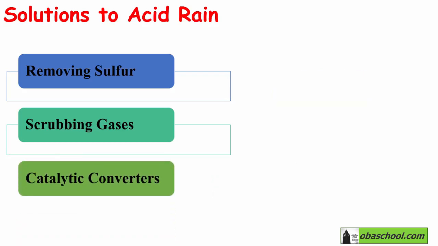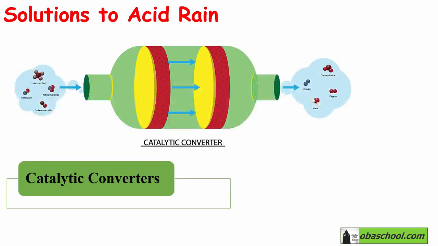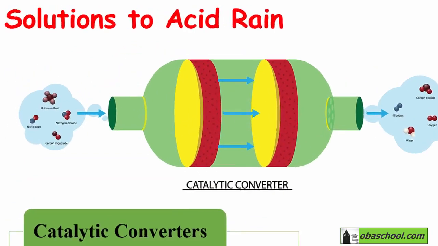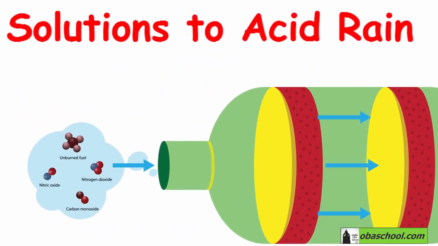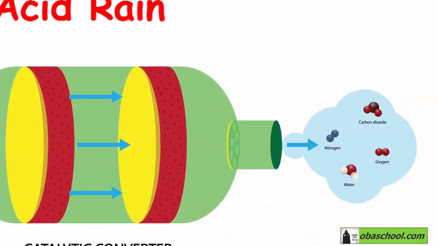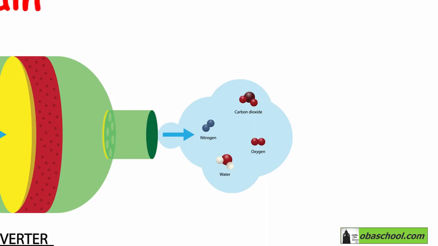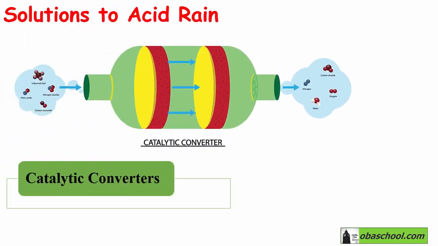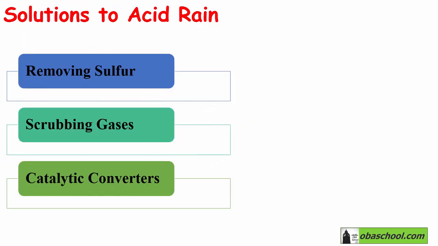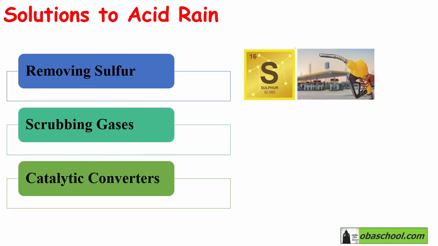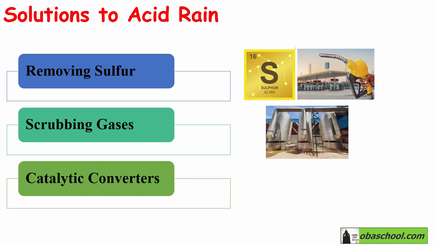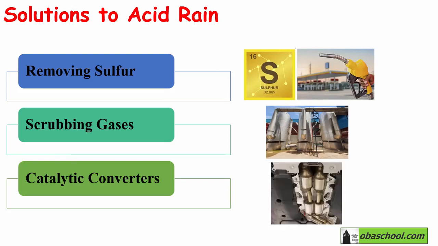Another possible solution is using catalytic converters in cars. These catalytic converters will convert toxic gases such as nitrogen oxides to less toxic, less harmful gases such as nitrogen gas, N2, and water vapor, H2O. So some possible solutions to the problem of acid rain are removing sulfur from fuels, scrubbing gases at power stations, and using catalytic converters in cars.